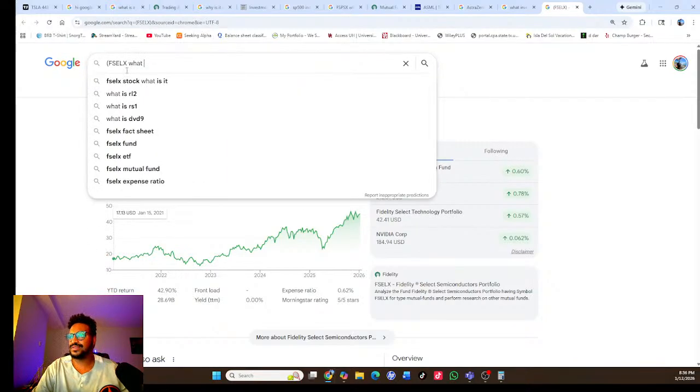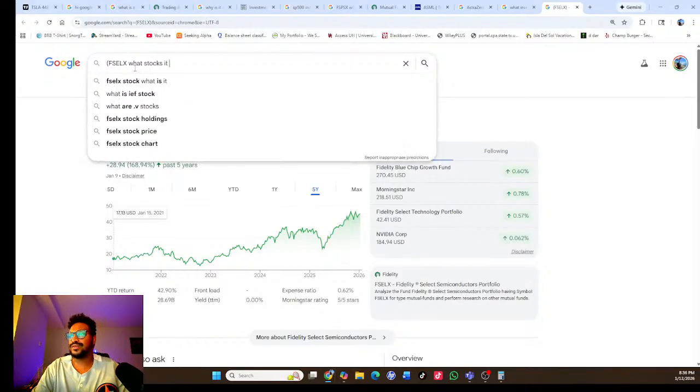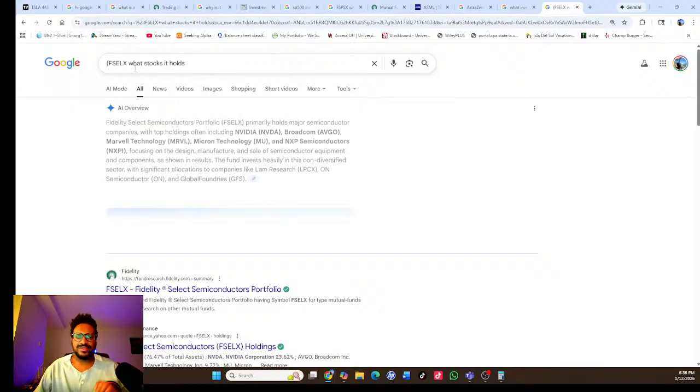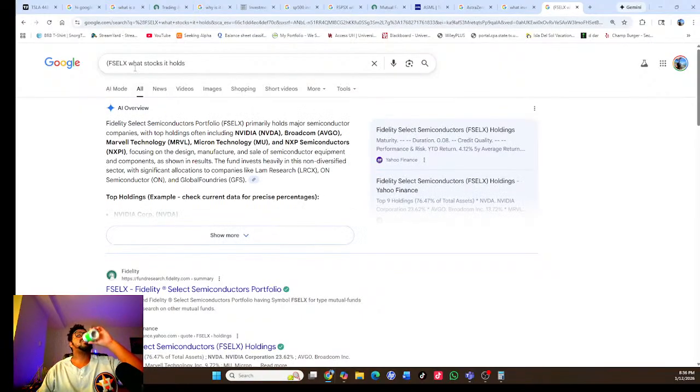What stocks it holds? This is how you know. So does that make sense now? Okay, so basically what these companies do, right? They pick companies that are in the same industry and they package them as a mutual fund. They make it available for you to buy it. So you don't have to buy one company and hope that you're right about that one company. You can sort of diversify your portfolio.